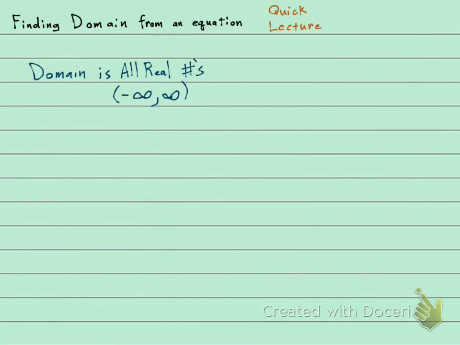But you have a restriction in your domain if you have an x under a radical. You can't have a negative under a radical, and it doesn't matter what's on top, you can't have a 0 in the denominator. So if you get an equation with a radical, you have to make sure what's under the radical is positive. You'll see an example next.